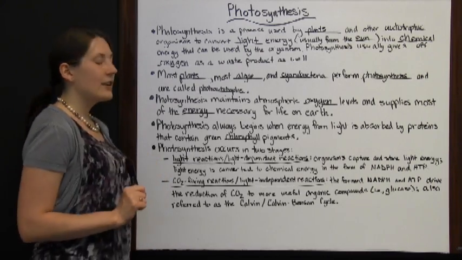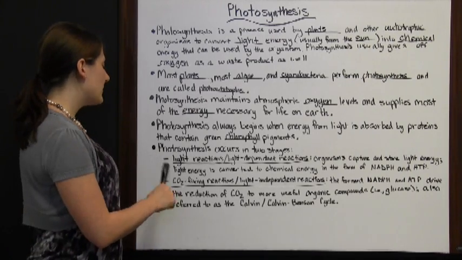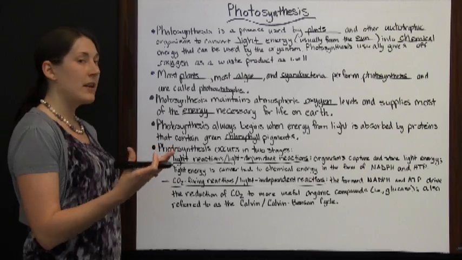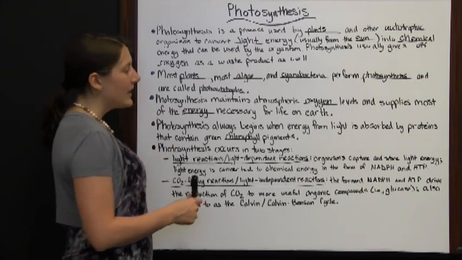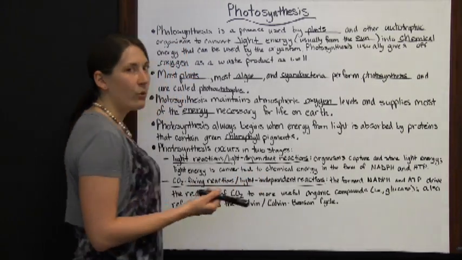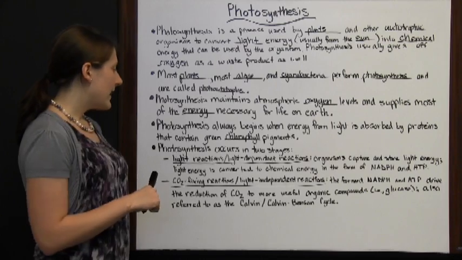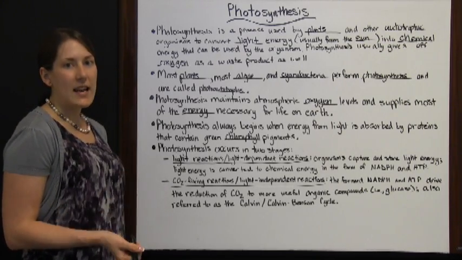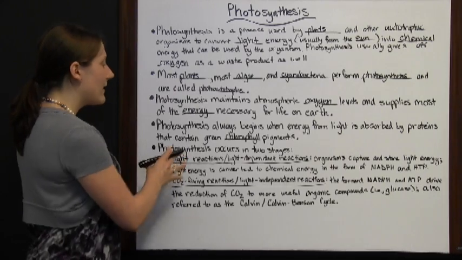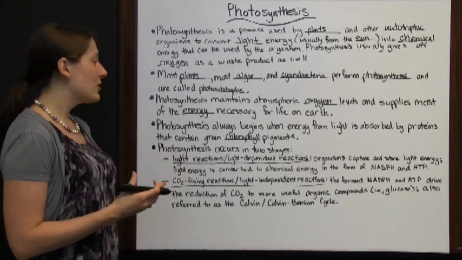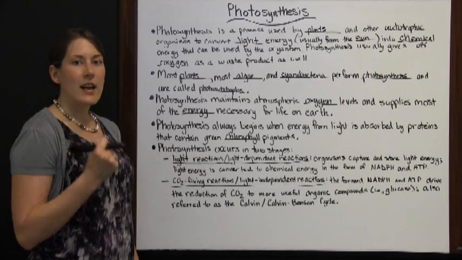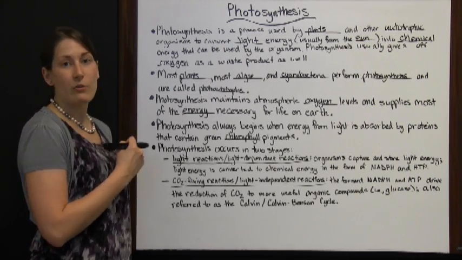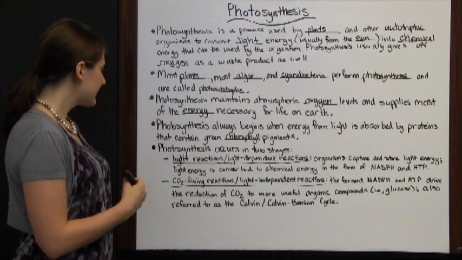And photosynthesis occurs in two stages. You have your light reactions or light-dependent reactions. So these depend on light to happen. And it's when organisms capture and store the light energy. The light energy is converted to chemical energy in the form of NADPH and ATP. So in this light reaction or light-dependent reaction stage, the light energy is actually captured, turned into a chemical form of energy that can be stored or immediately used if necessary.